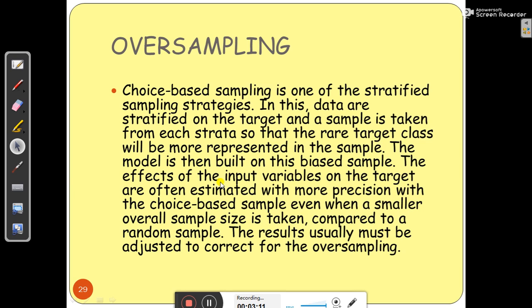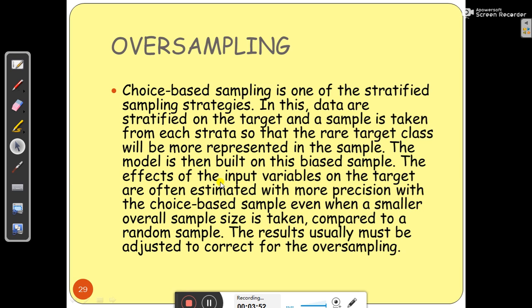The model is then built on this biased sample. So after collecting those samples in which rare samples or rare target classes also belong in large number, that sample becomes a biased sample. Then we can build a model on that biased sample. The effects of the input variables on the target are often estimated with more precision with the choice based sample, even when a smaller overall sample size is taken compared to a random sample.